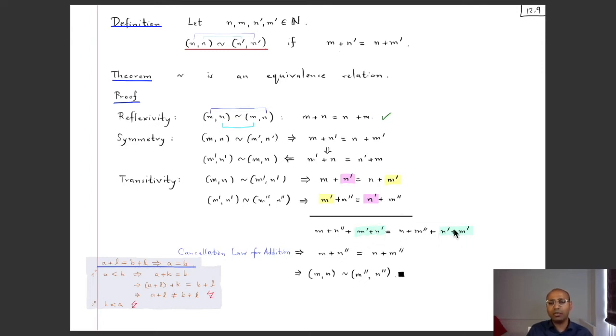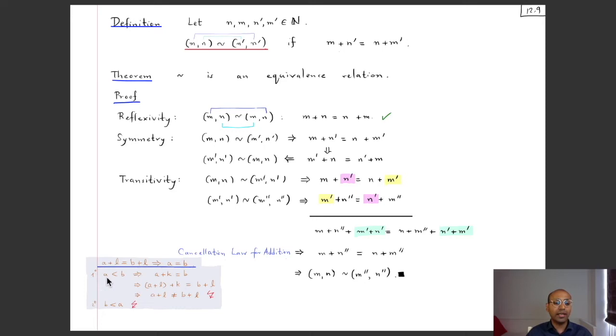So it's tempting to cancel these two. So we would like a cancellation law for addition. So let's quickly prove that. Let's prove that if a, b and l are natural numbers such that a plus l is b plus l, then this implies that a is equal to b. Well, let's just use the trichotomy law. We will show that it's not the case that a is less than b, and it's not the case that b is less than a. So the only choice is that then a has to be equal to b.